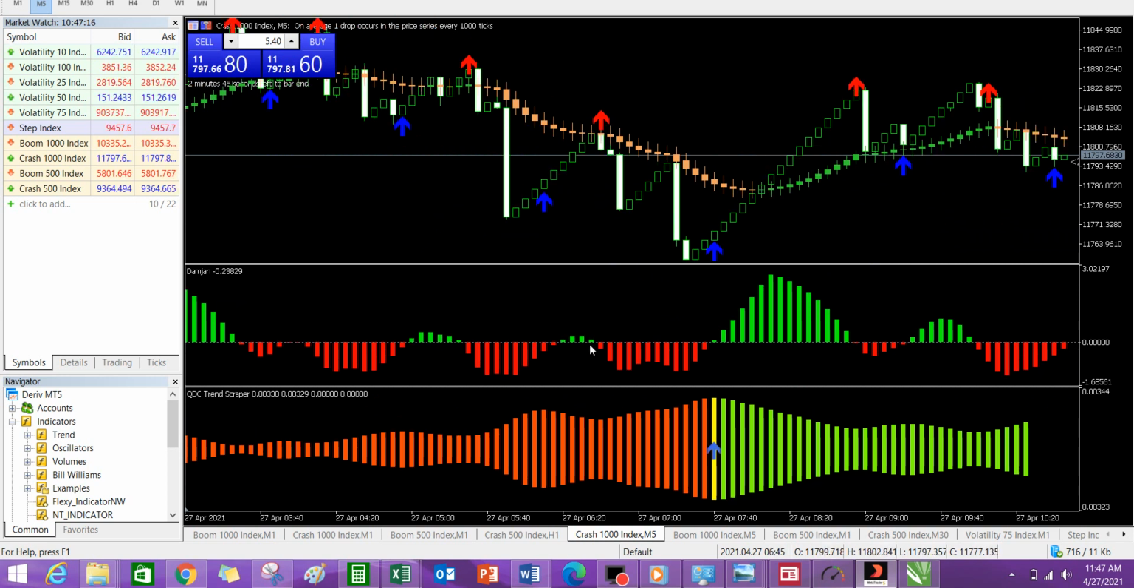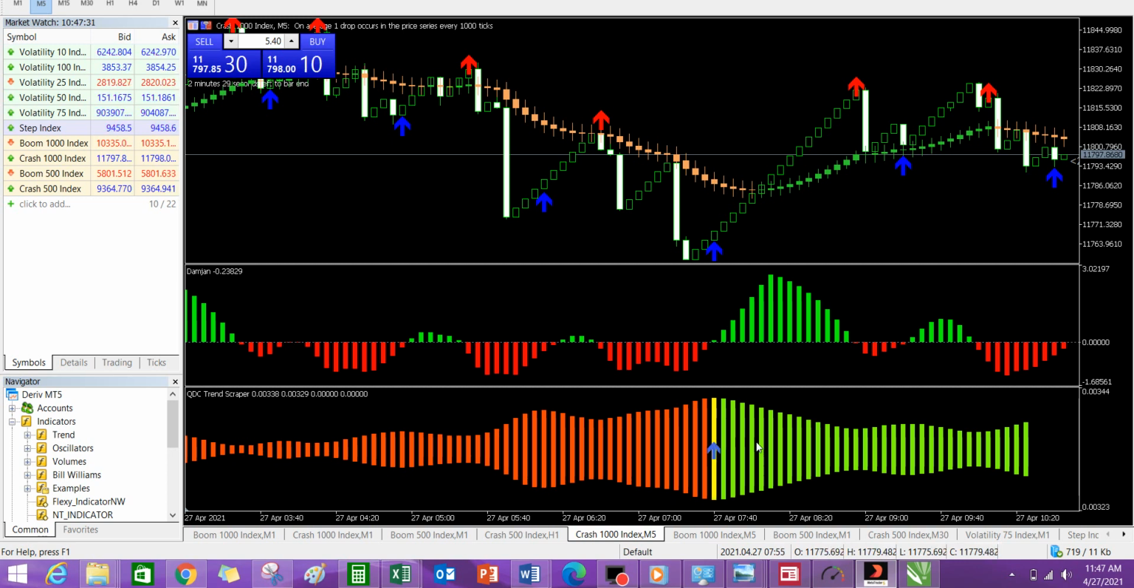Okay, we have the three indicators giving us the trend there. We have the 4 MA candles, we have this one in the middle, then we have the last one, which is QDC scraper, trend scraper, which is QDC trend scraper. Okay, that is the last one.